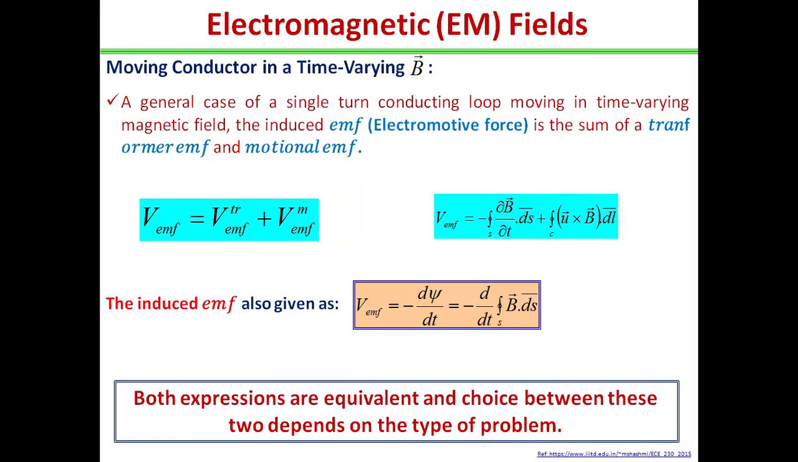The induced EMF can also be given by V_EMF is equal to minus dψ/dt, and this will be equal to minus d/dt of the surface integral of B dot dS. That means EMF will be induced due to the rate of change of magnetic flux over the surface. So we can apply these two formulas to calculate the EMF according to the given problem.